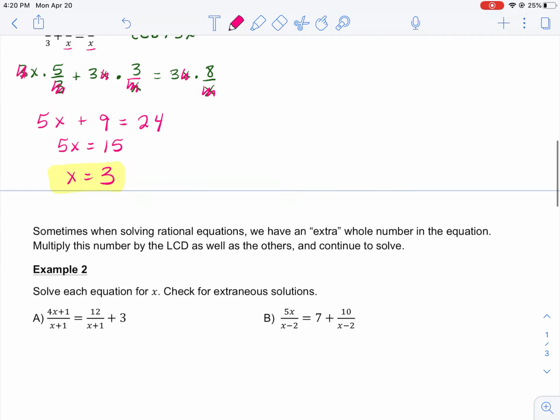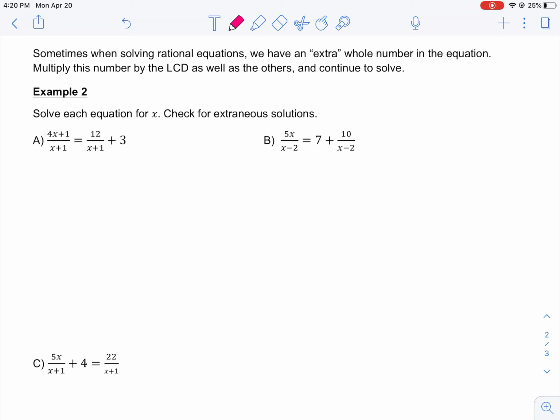Okay, now sometimes when you're solving rational equations, you have an extra term in your equation that is a whole number. But if you have a rational equation that has addition or subtraction, you're still going to follow the steps I just taught you and multiply by the LCD. Okay, so when we have that extra term, it just looks a little different when we multiply by the LCD. So let me show you what I'm talking about. In this first problem, I want you to think of this as 12 over x plus 1 plus 3 over 1. Okay, so think of that denominator as 1.